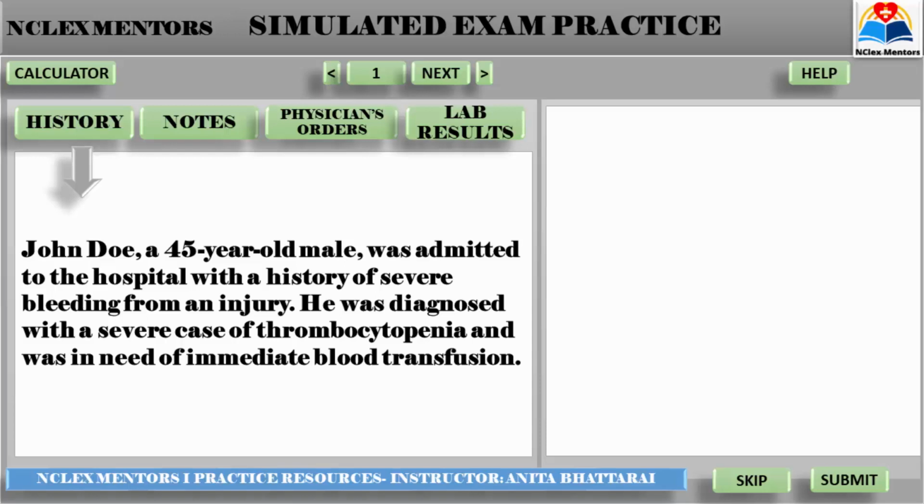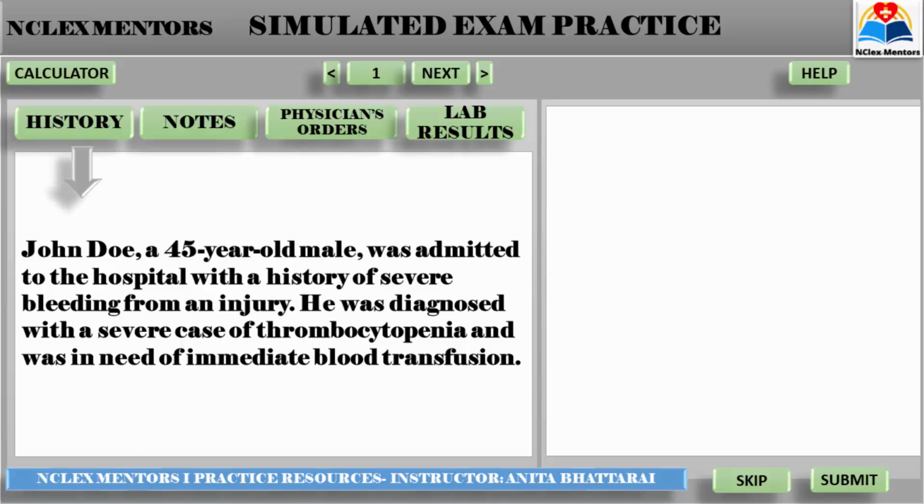Welcome to this lecture on Next Generation NCLEX case study questions. Today, we will be exploring a real-life scenario of a patient who was admitted to the hospital with a severe case of thrombocytopenia. We will be discussing the patient's history, nurse's notes, physician's order, and lab values to understand the process of blood transfusion and the primary goal of the treatment.